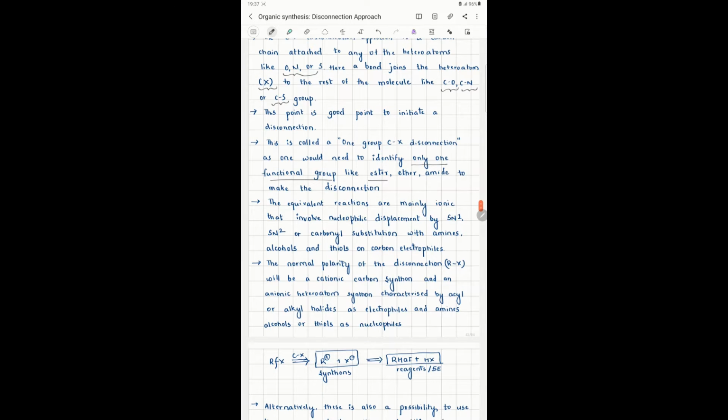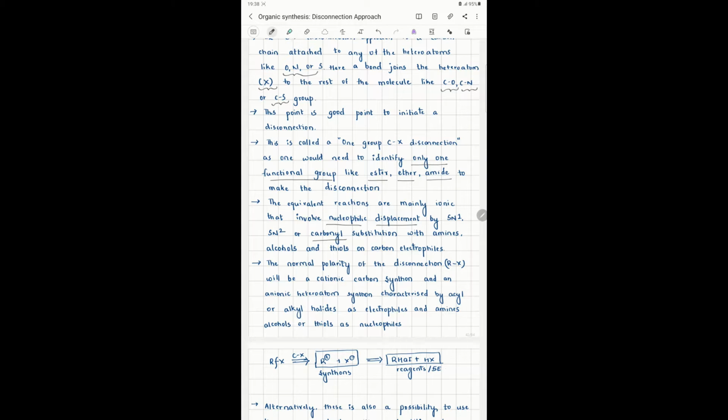That can be an ester functional group, ether functional group or amide functional group, where we can try to do a disconnection. The equivalent reactions are mainly ionic, involving nucleophilic displacement by SN1 reaction, SN2 reaction or carbonyl substitution with amines. So generally these one group C-X disconnections would involve a nucleophilic displacement. When I say nucleophilic displacement, it can be an SN1 reaction or SN2 reaction, or an attack of a lone pair of electrons on a carbonyl system with the help of amines.